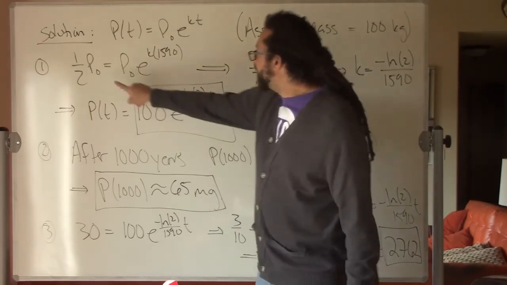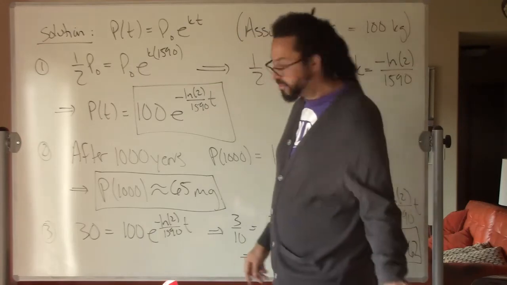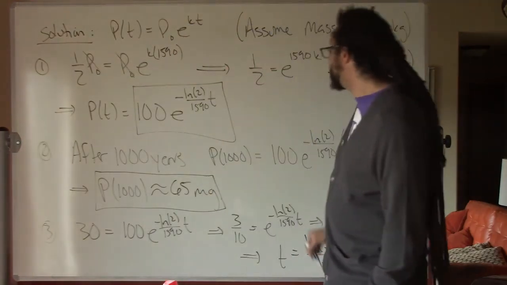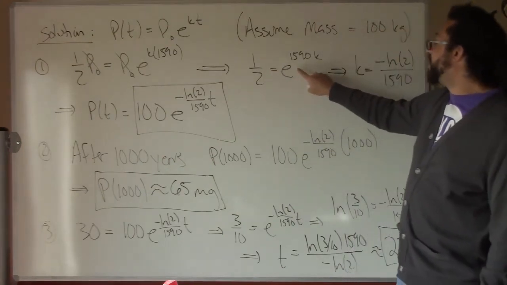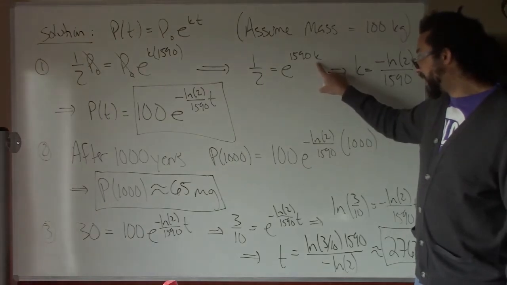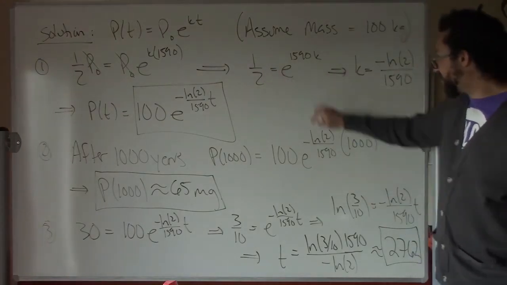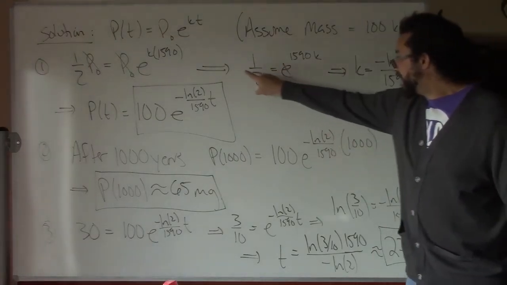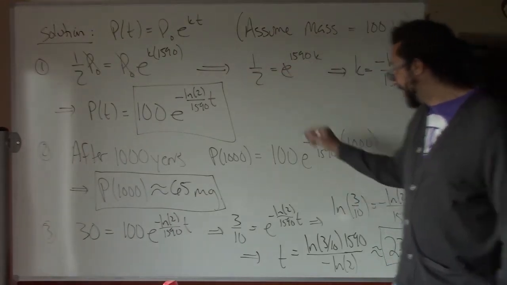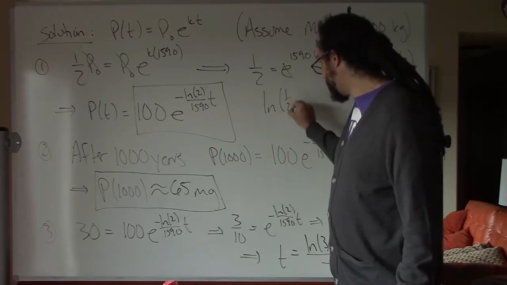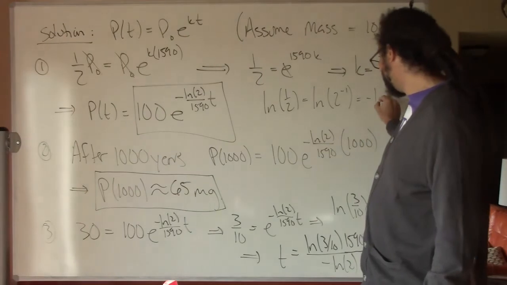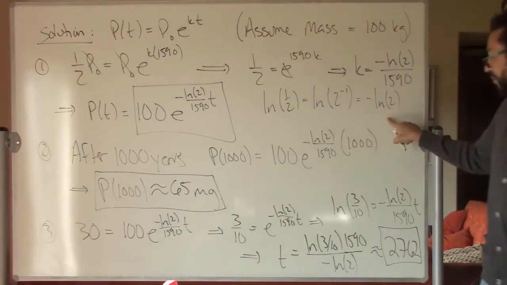That's okay because the P zeros will cancel, right? It doesn't matter what P zero is, it's going to cancel anyway. So now we've got 1/2 is equal to e to the 1590k. So how do you solve for k? Well, natural log both sides, that'll get rid of the e. So now you've got natural log of 1/2 is equal to 1590k. And remember, natural log of 1/2 is the same thing as natural log of 2 to the negative 1, which is negative natural log of 2.